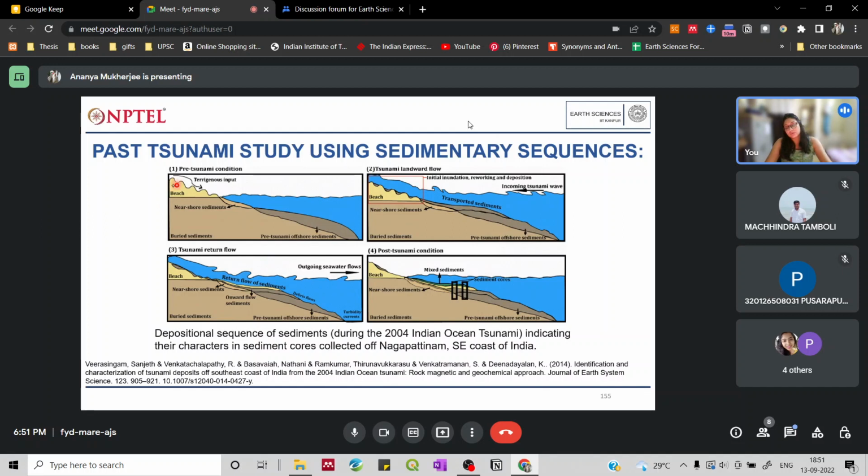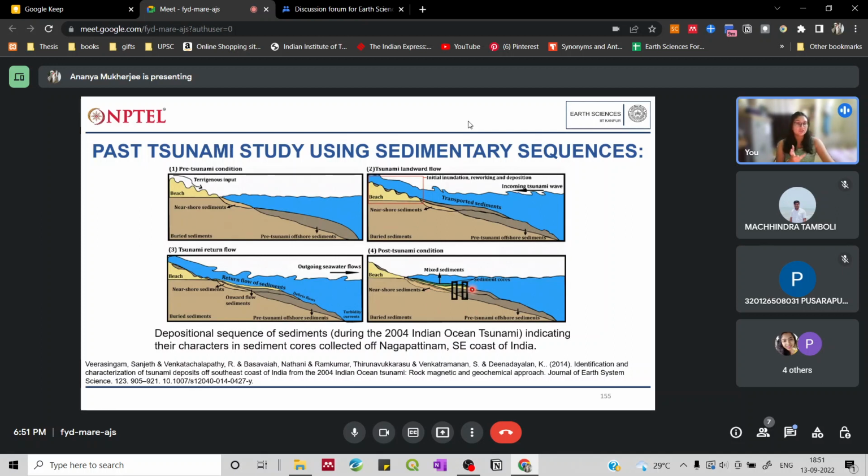If you see over here, a beach will have very coarse sediments. Near shore sediments will be finer than the beach sediments, but coarser than the offshore sediments, and offshore sediments will be very fine in nature. So we will judge similar characteristics from the sediment cores that we take, and we can also do, as in the previous lecture I had talked about, trenching.